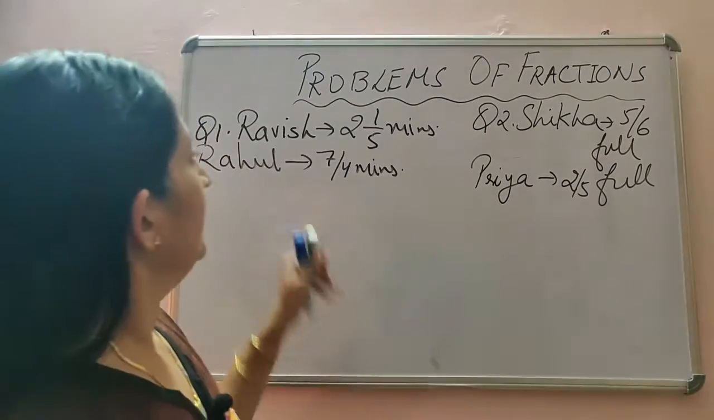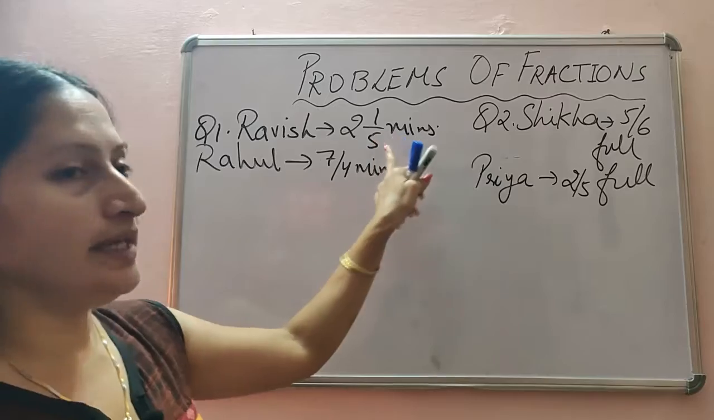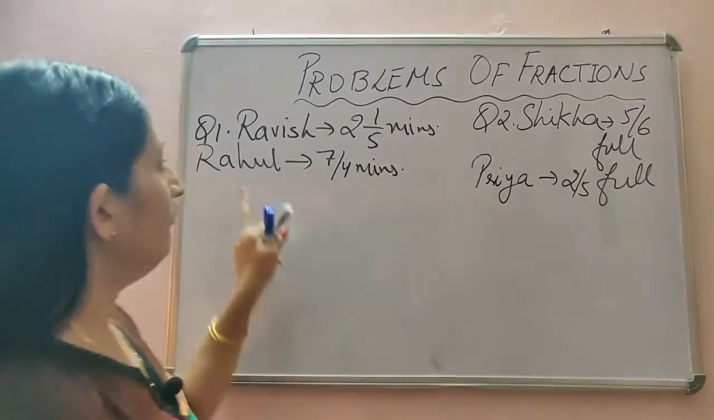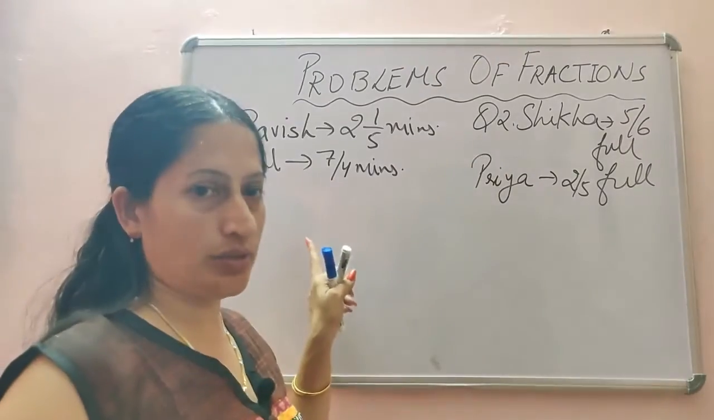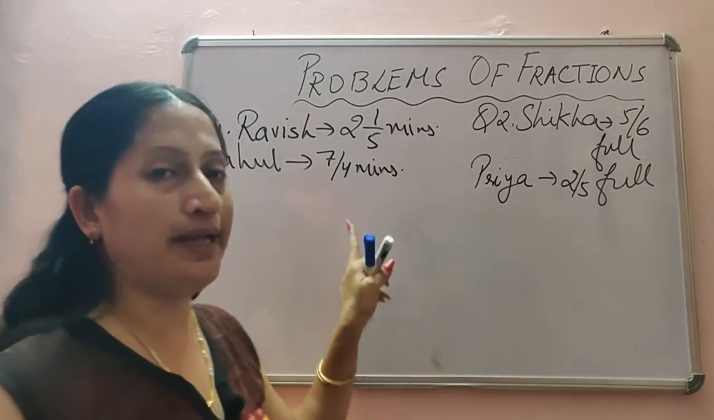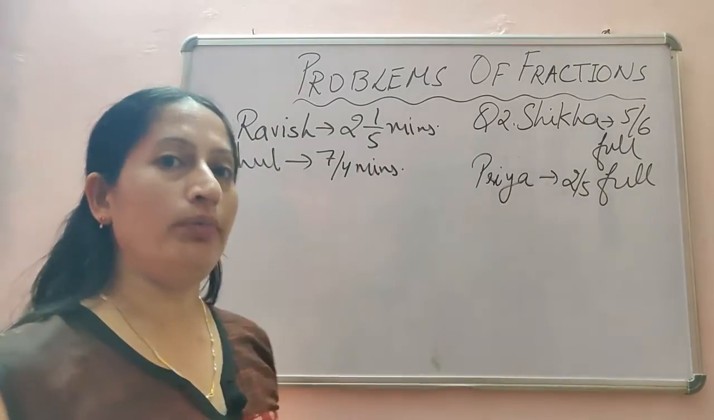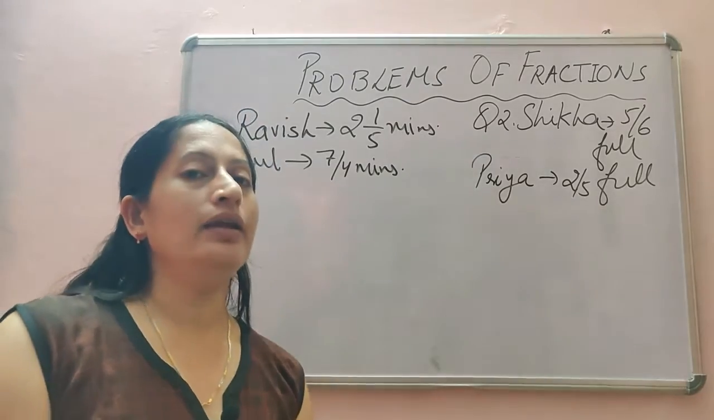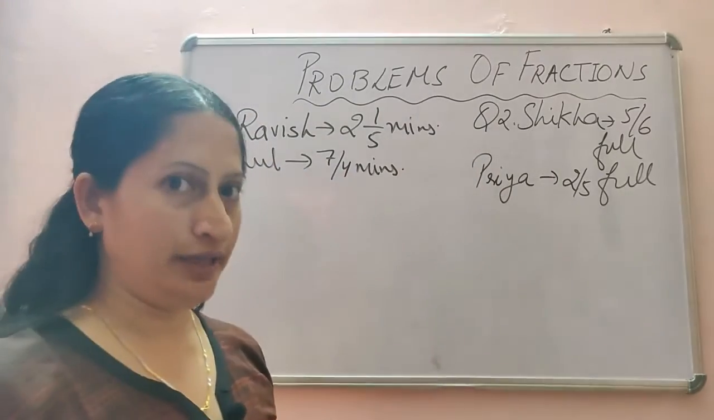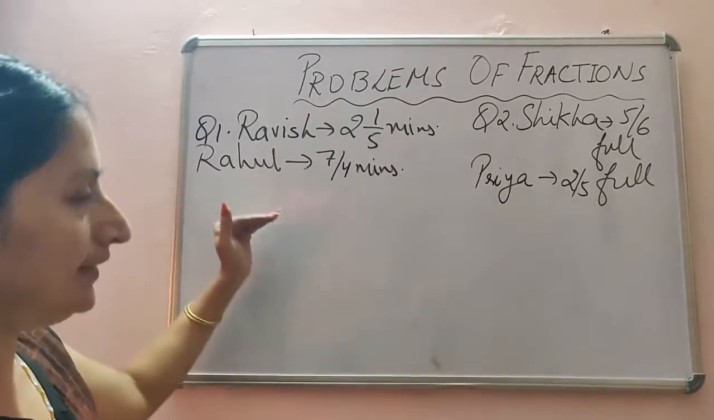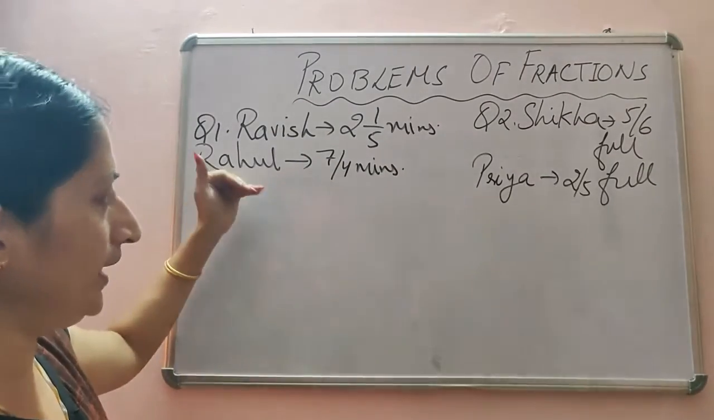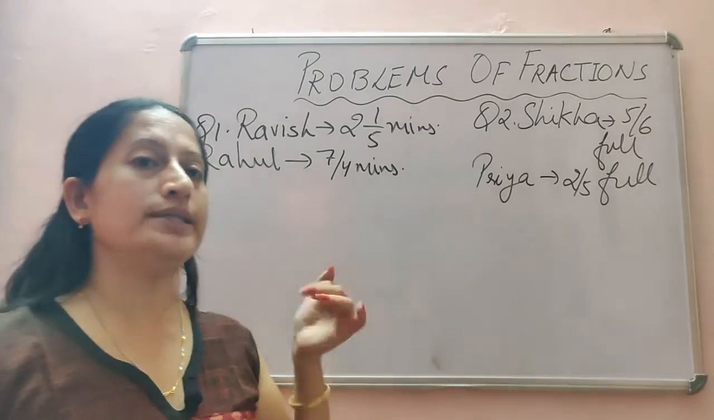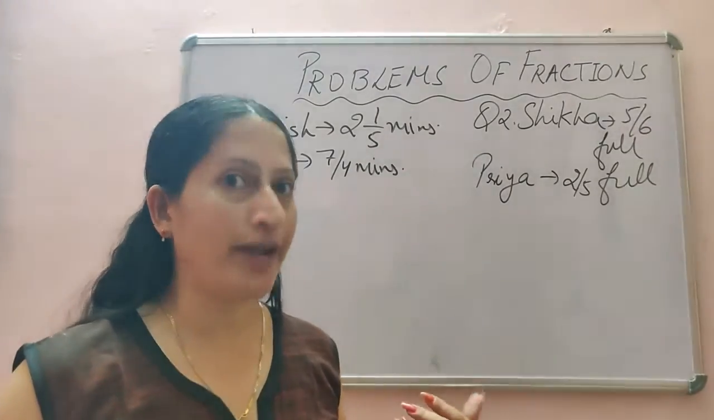So let's see. There is a problem that Ravish is taking 1 2/5 minutes to cover his school playground, while Rahul, who is another boy in this school, is covering the same playground in 7/4 minutes. So the area of the playground is the same and the time taken by them is different. Now we have to compare them: who is taking more time, who is taking less time, and by what fraction the person taking more time exceeds the other.